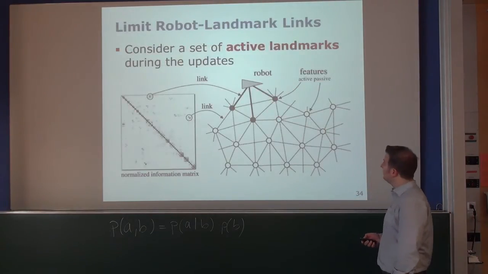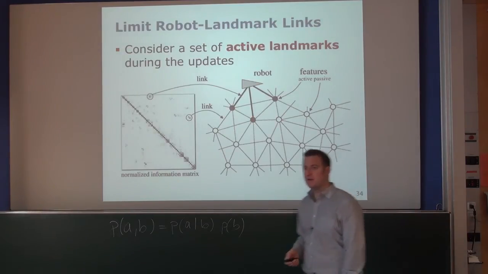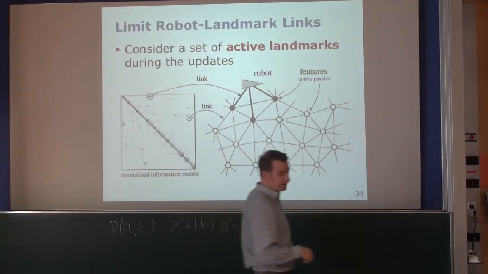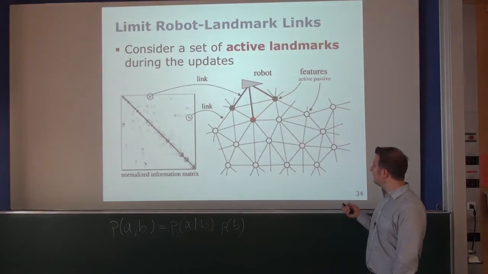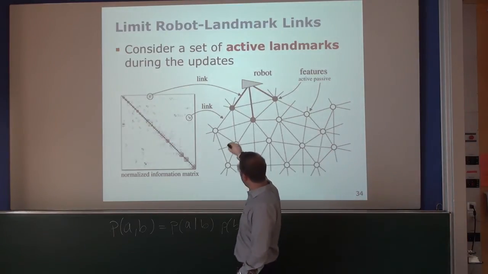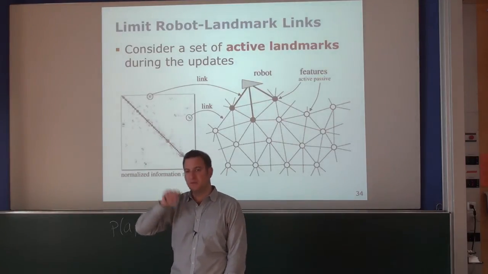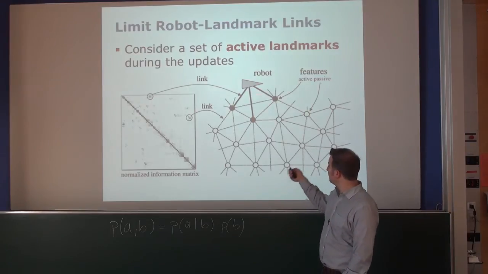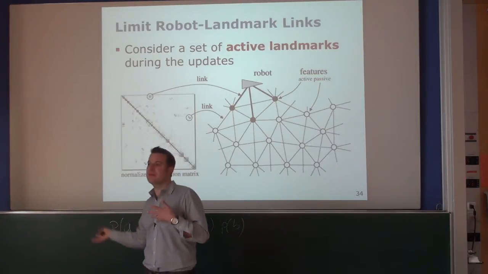Okay, so again, the key trick is only considering those active landmarks during our update steps. So in the update steps, like the motion update, I'm only, or no, that's not true. The key trick is to have only direct links from the robot to the active landmarks. And if I only have direct links between them, then the motion update automatically enforces that only those active landmarks get connected with each other through direct links and not the other landmarks.